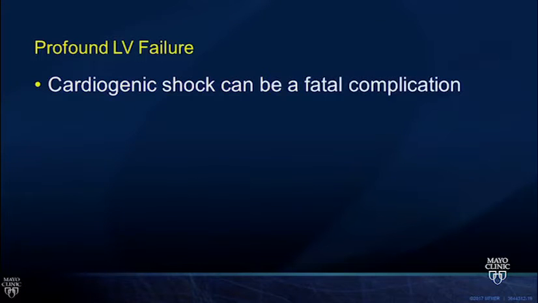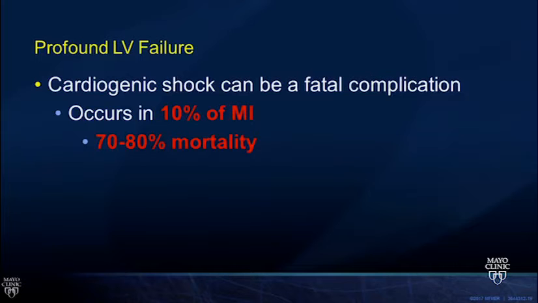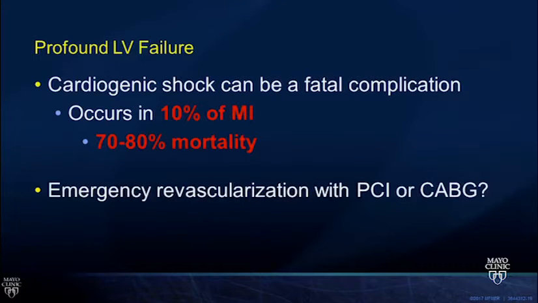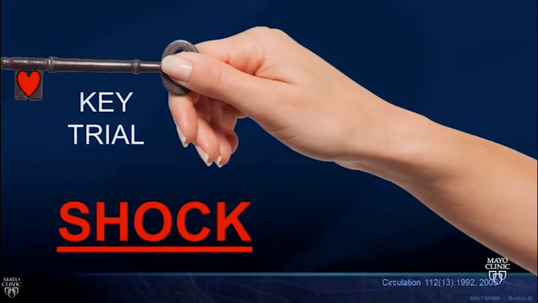When we look at profound LV failure, this is a bad actor. Although it accompanies only 10% of infarcts, it carries a substantial mortality, 70 to 80% mortality. And so we want to learn about treatments that can help to optimize this. And that brings up the question, should we be pursuing emergent revascularization with PCI or CABG in these patients? And that's the question that was asked in the SHOCK trial.